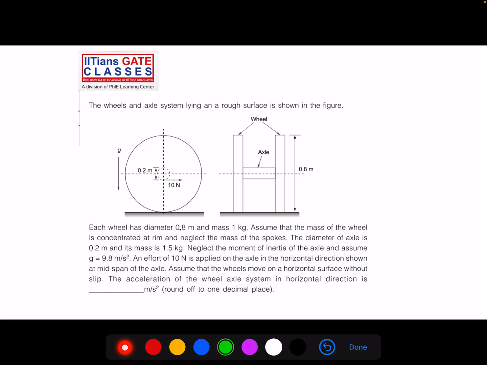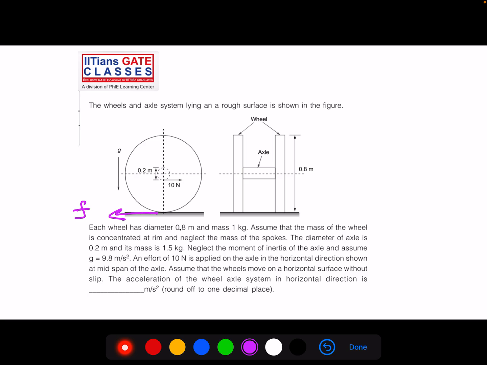So now, before getting into the question, let us try to predict what should be the direction of the acceleration. There is only one external force acting, 10 Newton. Definitely, since it is a pure rolling case, there must be some friction. What will be the direction of friction? The direction of friction definitely has to be opposite to the external load, right? So this will be the direction of friction.